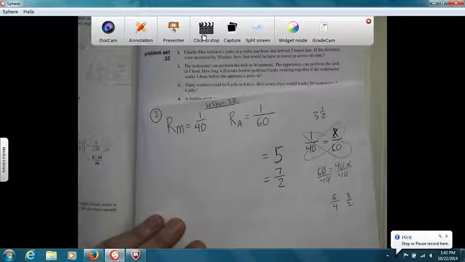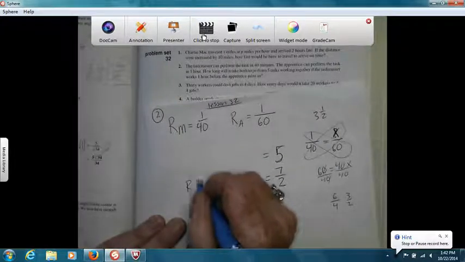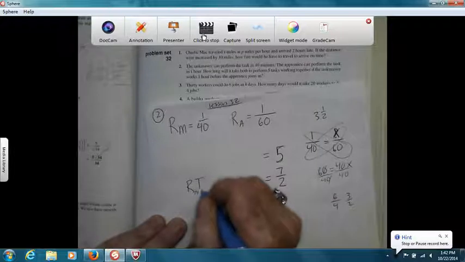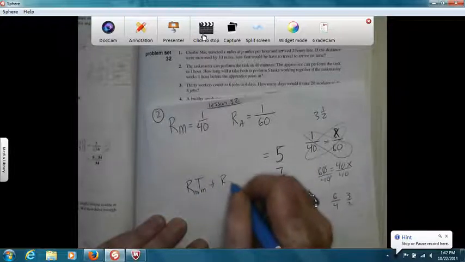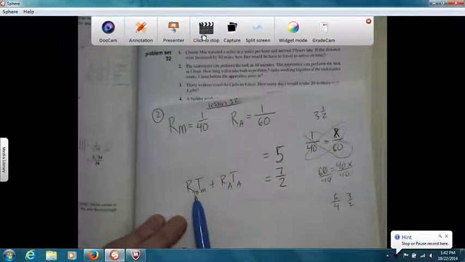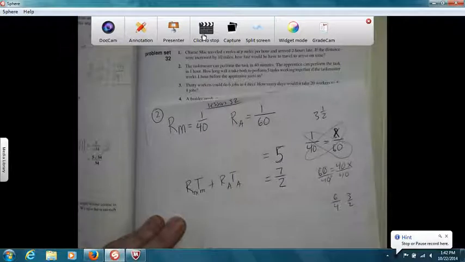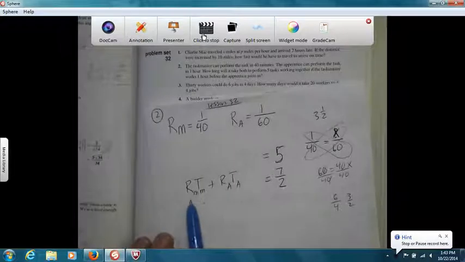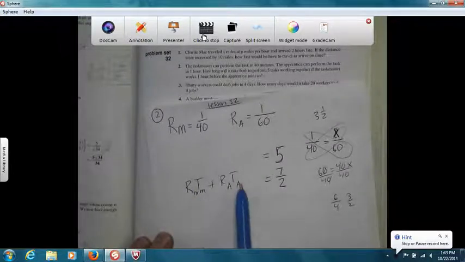Okay, so now I'm going to say the rate times the time of the master plus the rate times the time of the apprentice is going to, so rate times time is distance, right? But in this case, it's task. Okay, so however much the master does plus however much the apprentice does has to add up to 7/2.